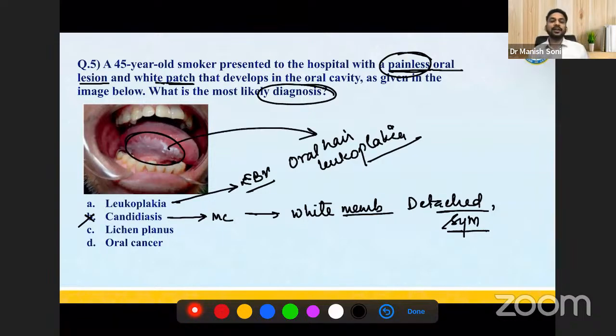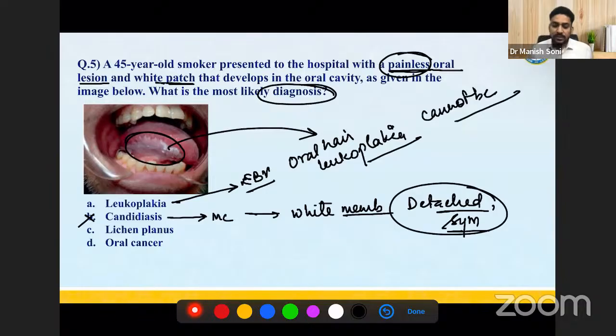This is oral hairy leukoplakia, and this cannot be detached. So if you rub it, it can't be scraped off. So very nice. Bhuvana is telling that candidiasis can be scraped off, it can be detached, but this cannot be detached. So this is a case of leukoplakia.